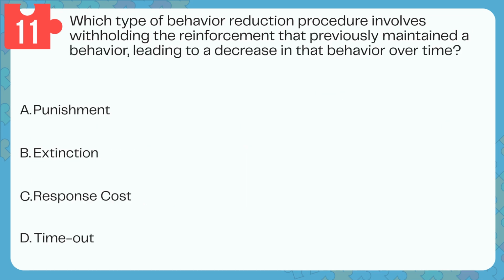Question 11. Which type of behavior reduction procedure involves withholding the reinforcement that previously maintained a behavior, leading to a decrease in that behavior over time? A. Punishment. B. Extinction. C. Response cost. D. Timeout.